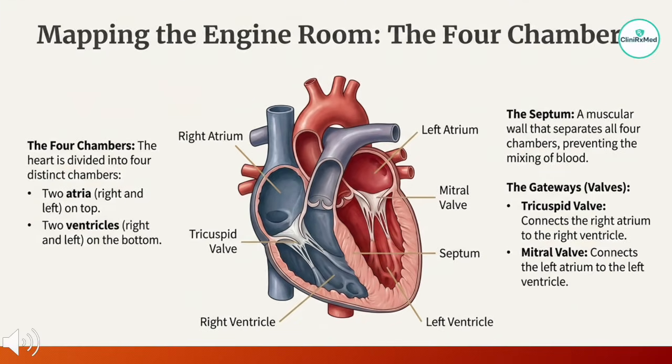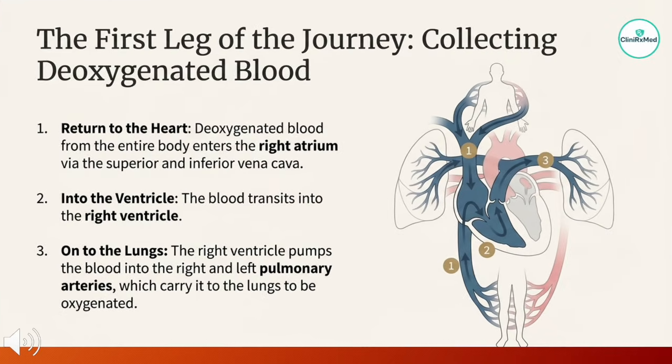Inside the engine room, the heart is divided into four chambers, two atria on top and two ventricles on the bottom. They are separated by a muscular wall called the septum to prevent the mixing of blood. Pumping is regulated by gateways known as valves, the tricuspid valve on the right and the mitral valve on the left. The first leg of the journey begins when deoxygenated blood from the entire body enters the right atrium. From there, it transits into the right ventricle, which pumps it into the pulmonary arteries leading to the lungs.